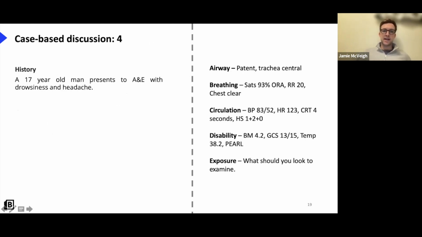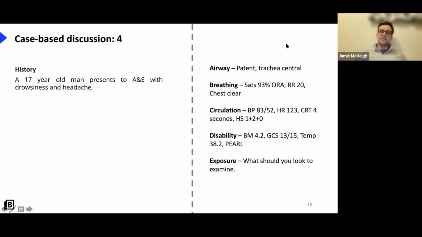Okay, last case today, guys. You're doing very well. So this is a nice fun one. 17-year-old man comes to A&E. He's drowsy and he's got a headache. Uh-oh, I hope alarm bells are ringing in everybody's heads.